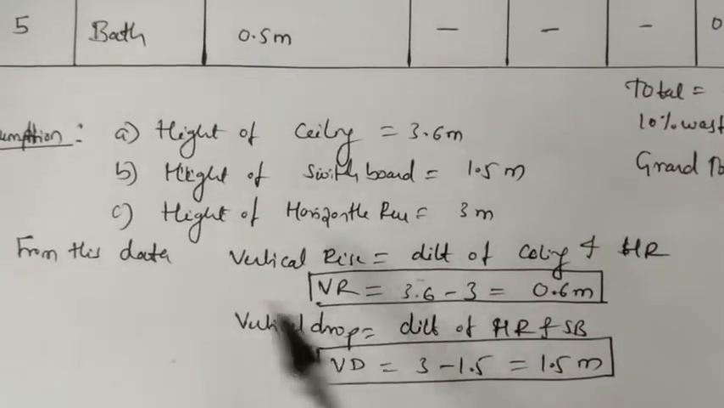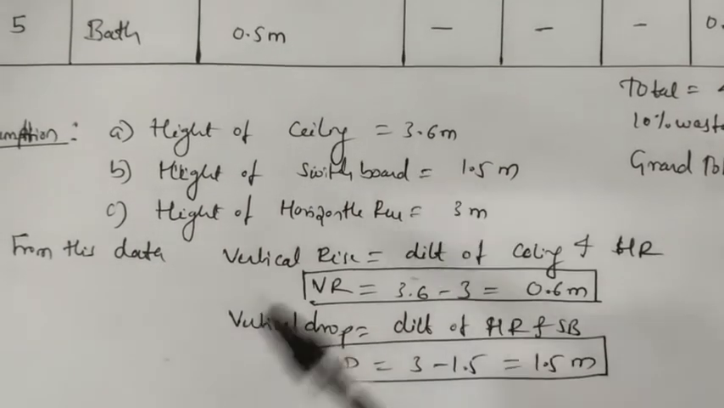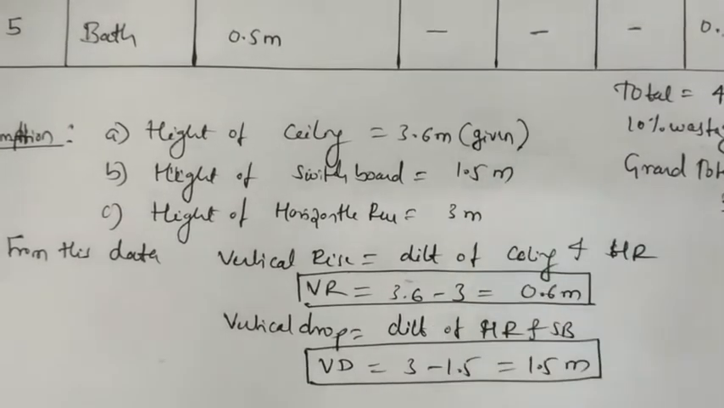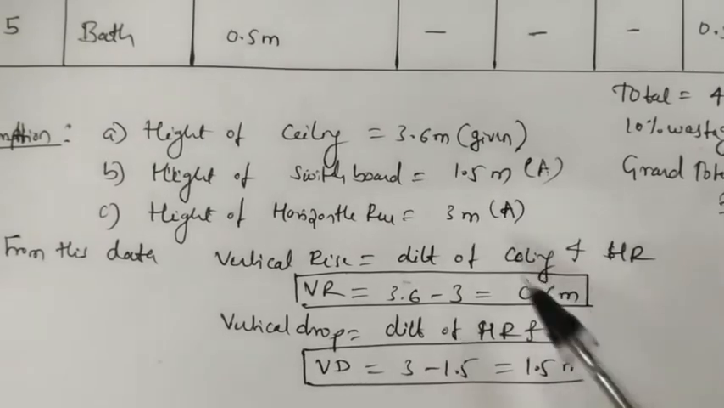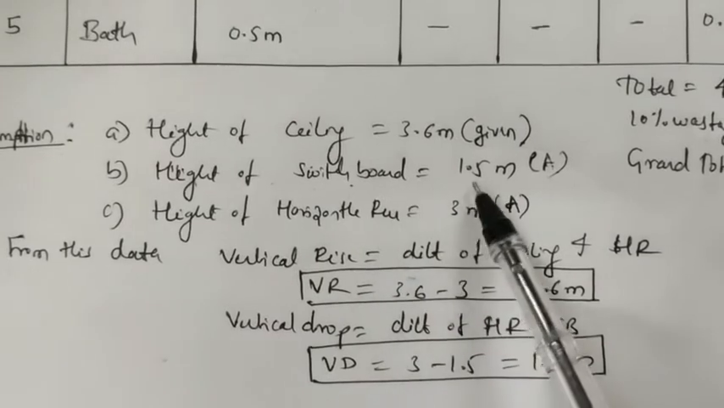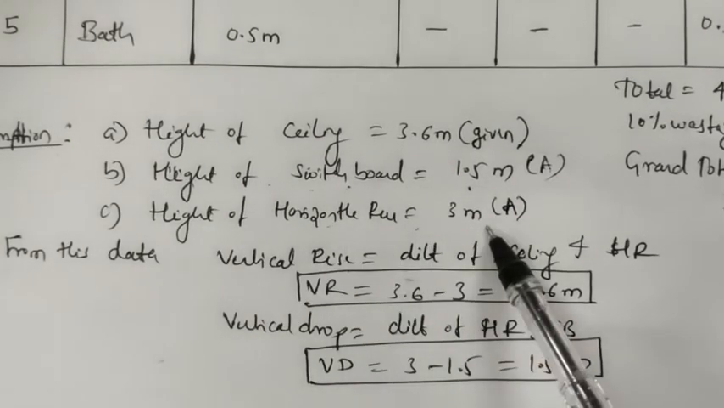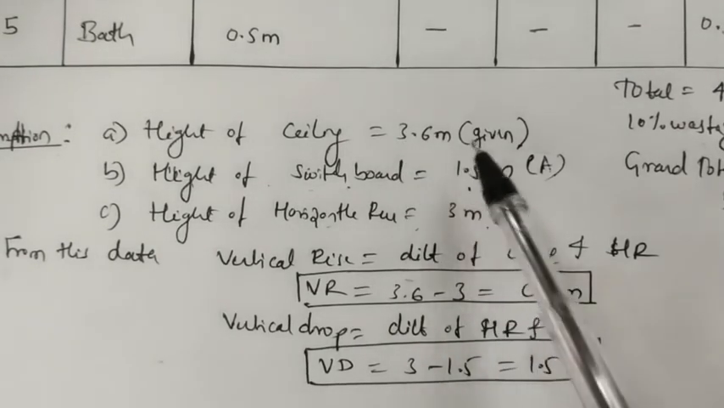So here you can see, first do the assumptions. Height of ceiling 3.6 meter. This is given in the question itself. Okay, so this is my assumption. To understand, I will write A means assumption here. The height of switchboard is 1.5 meter, I assumed, and height of horizontal run is 3 meter, I assumed, and the height of ceiling is given already in the question, 3.6 meter.